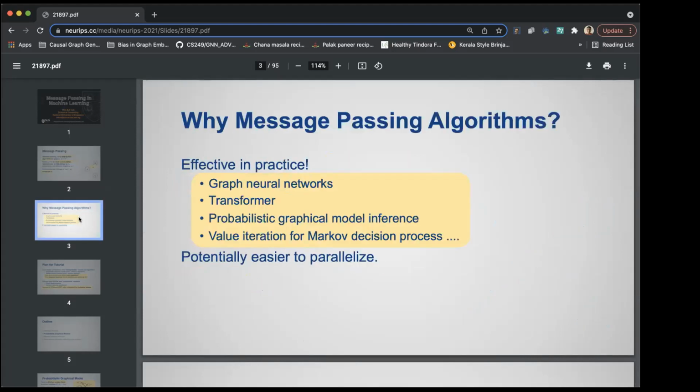So why do we care about message passing algorithms? They're very effective in practice. There are a lot of different places in which message passing shows up in machine learning, from graph neural networks and transformers to probabilistic graphical model inference and value iteration for Markov decision processes. Actually today, we'll go over all of these, but then also connect some of these algorithms together and show how they're well aligned with each other. These are also very easy to parallelize if we conceptualize them in the right way.